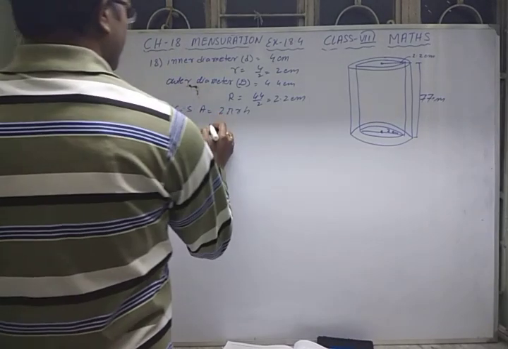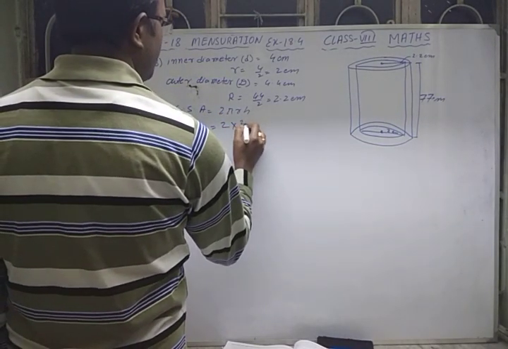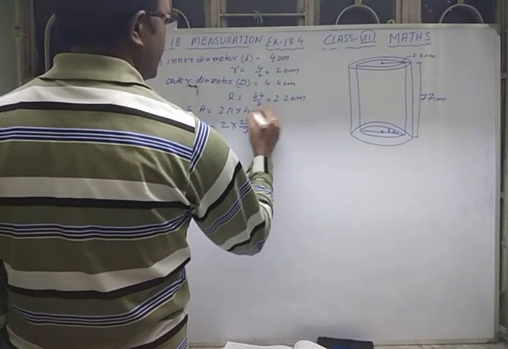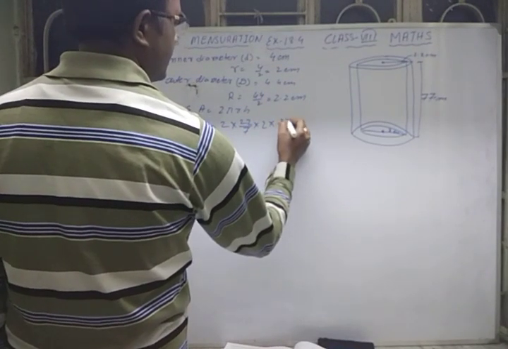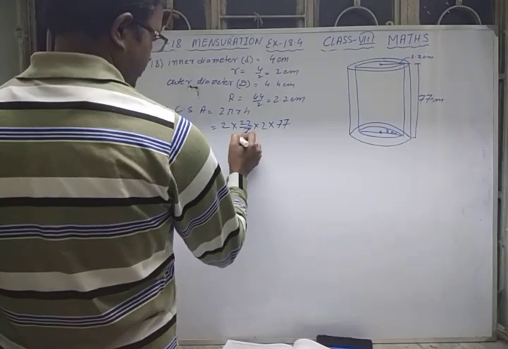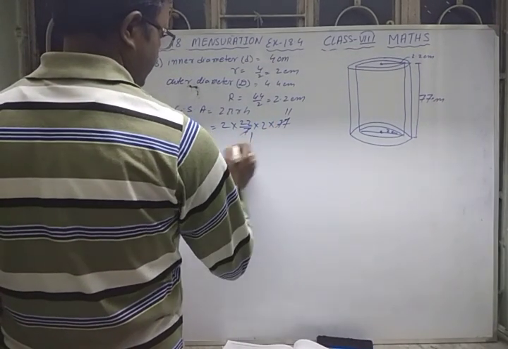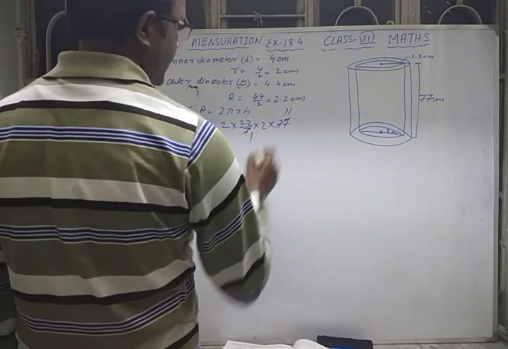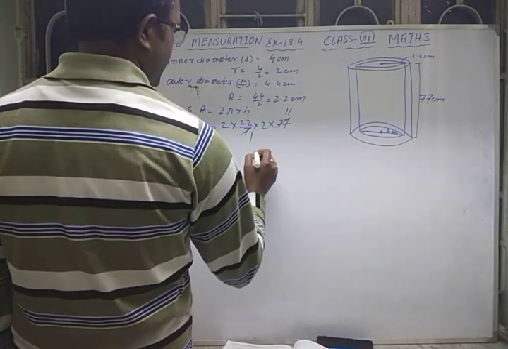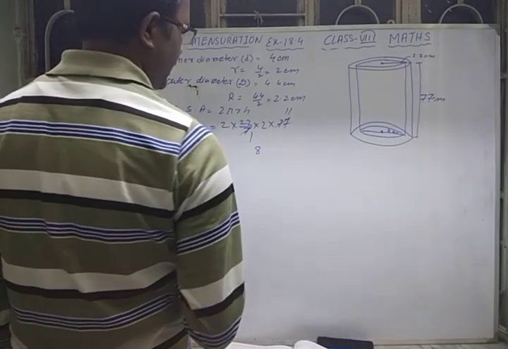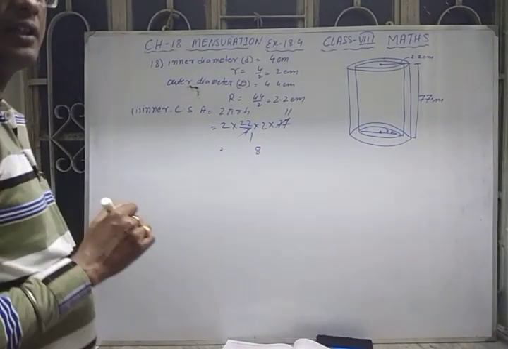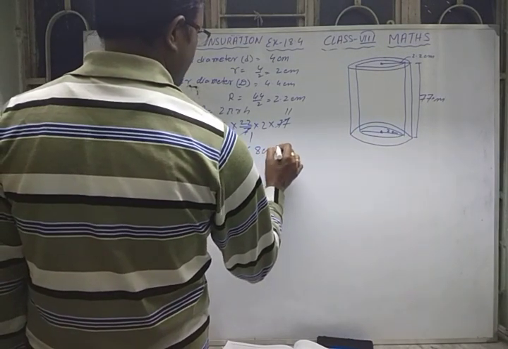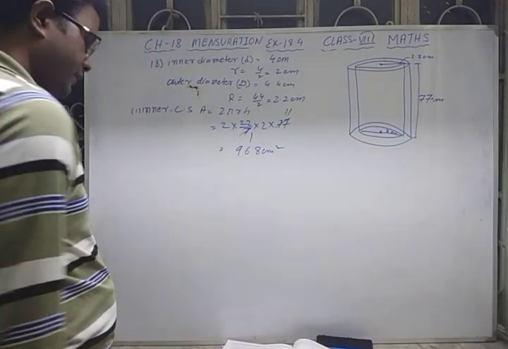Okay. So 2 into 22 by 7, radius is 2, inner radius, and height is 77 centimeter. So do the calculation. 7 1 is 7, 7 11 is 77. So 2 2 is 4, 4 into 22 is 88, 88 into 11. So 11 is 88, 8 carry over 8, again 11 is 88 and 8 is 96. So 968 centimeter square is the inner curved surface area.